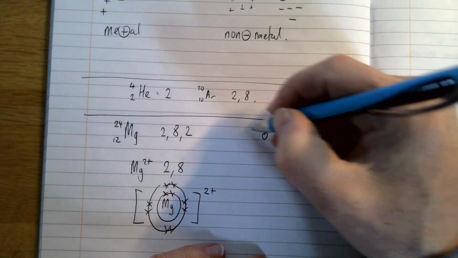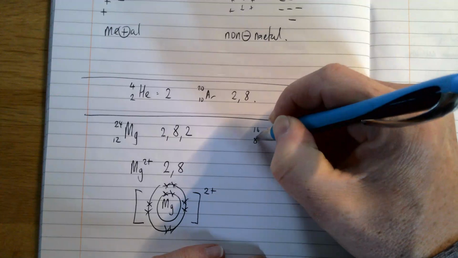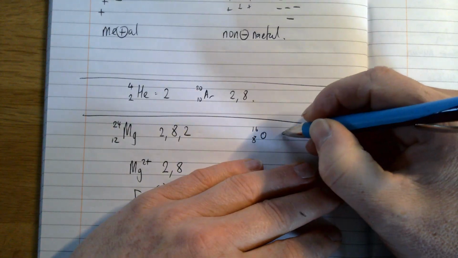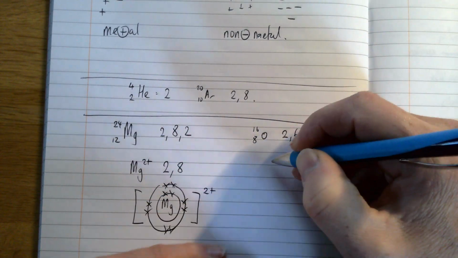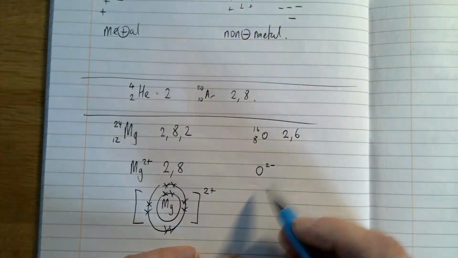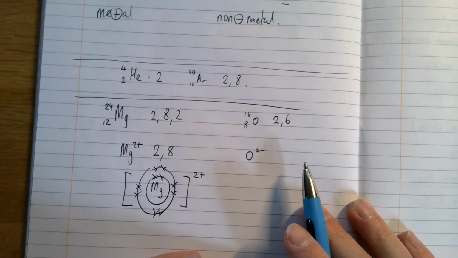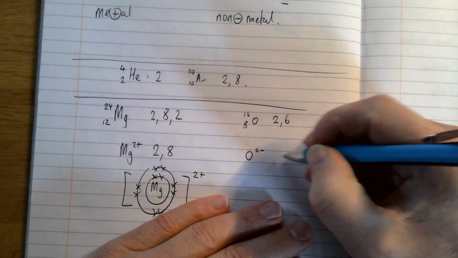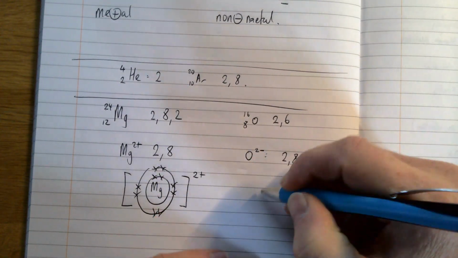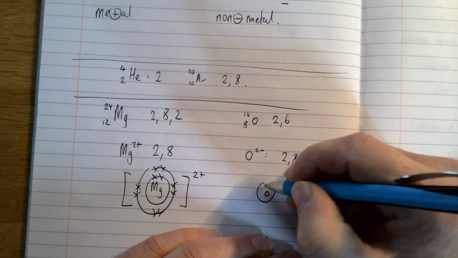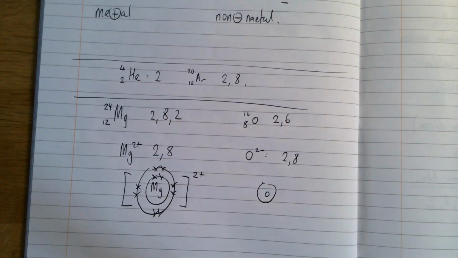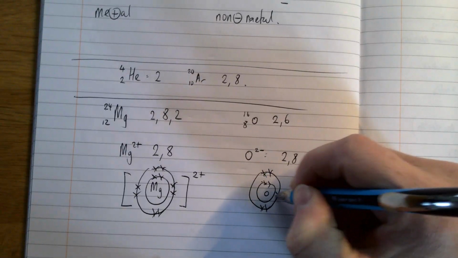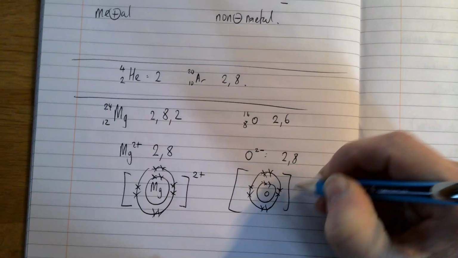And an oxygen atom, which has got 8 protons and 8 neutrons and 8 electrons, so 2, 6, would form an oxide 2 minus ion. It's a non-metal, so it's going to form a negatively charged ion by gaining electrons, filling that second shell, making it up to 8. It's going to have a new electronic configuration of 2, 8, and we would draw that. It would look very similar to this one, of course, and we'd have 2 in the first shell, 8 in the second shell. This time we've got a 2 minus ion.